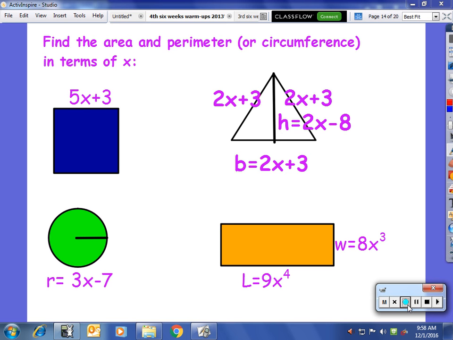And it's also going to have area and perimeter in terms of x, like the warm-up and like the quiz I just passed back to you. So please, let's make sure before you leave my room today that you know how to do all those things. Question?